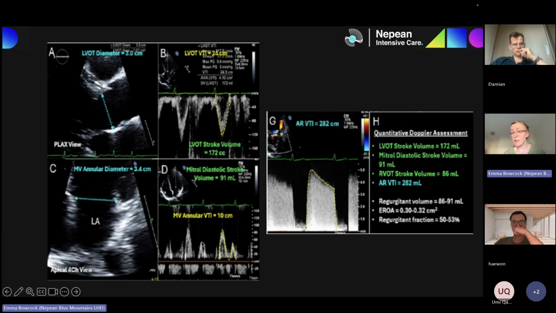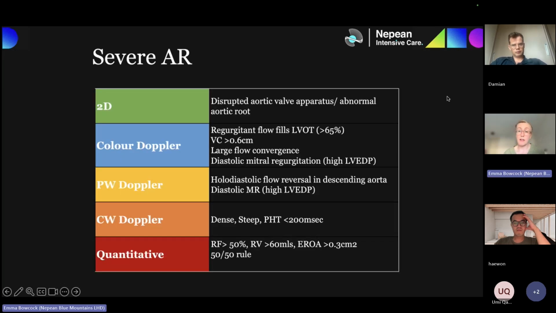What you could do in that circumstance is measure your RVOT stroke volume. So go to your right side, do your RVOT diameter, your RVOT VTI, and then look at the difference between those two. And then you can work out your regurgitant volume that way as well. You can look at that a bit more.